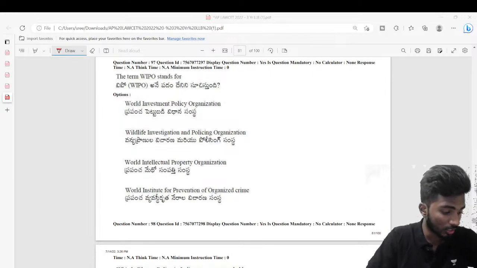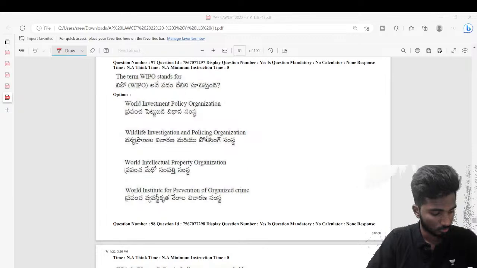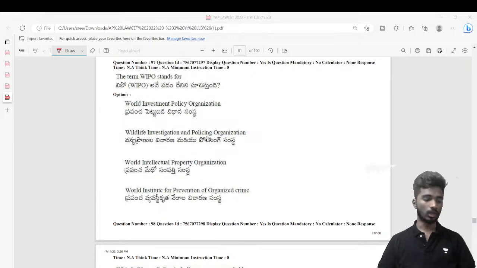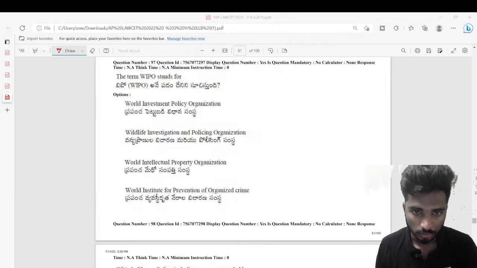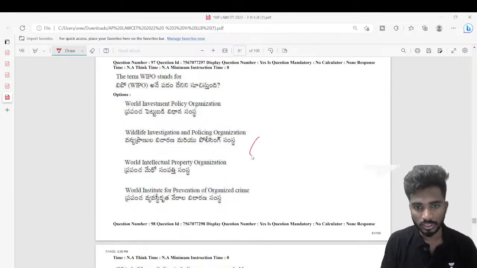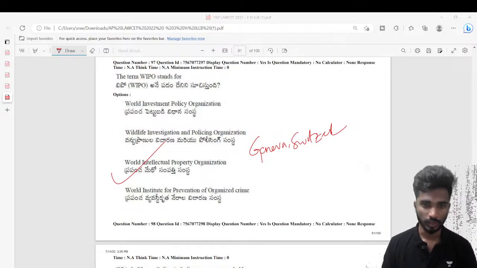Those who have answered it correct, write it down in the chat window. Very good. Venu, Rahul, Priyanka, Nayak. Where is the headquarters of World Intellectual Property Organization? It is in Geneva, Switzerland. Geneva, Switzerland lo World Intellectual Property Organization undi. Very good, very good, excellent.